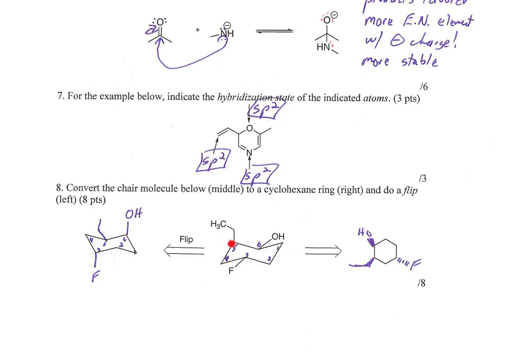This ethyl was axial up. So on the flip, it's going to be up, but equatorial. Equatorial up. Fluorine is equatorial down. On the flip, it's going to be axial down.